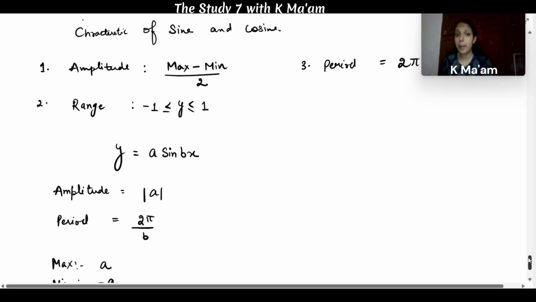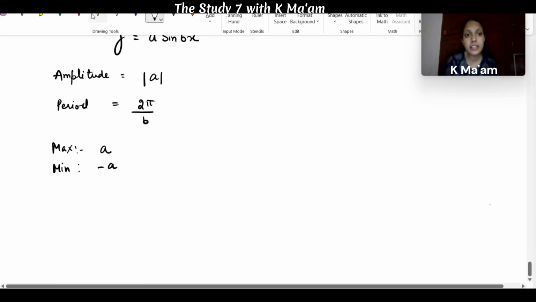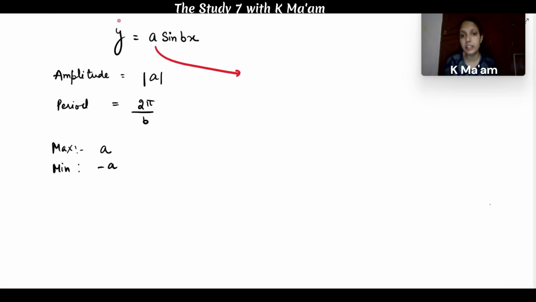And if you remember the transformations, this a is known as a vertical stretch or shrink. It may be a stretch or shrink, depending upon the a value, right? If a is greater than 1, then it is a stretch by factor a. If a is between 0 and 1, then it is a shrink by factor a.